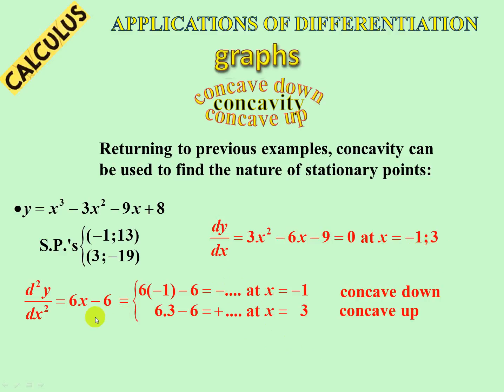When I try 3 in there, I can see I'm going to get a positive. I don't bother to work it out. Equals positive, so it means concave up. Positive means you have a smile. Negative means you have a scowl. There we are. Local maximum, of course. Local minimum.